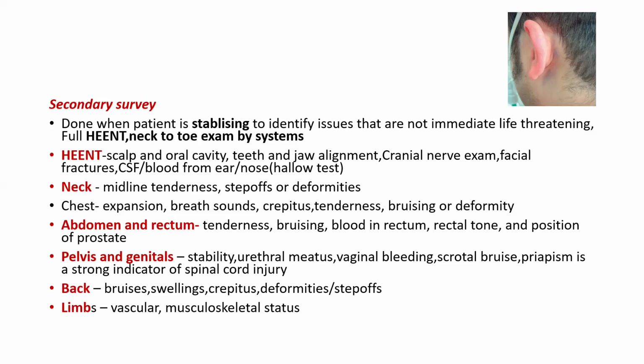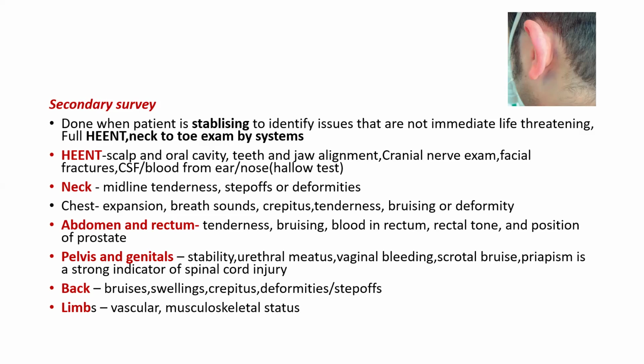So about the head, we look at the scalp and the oral cavity. We look at the teeth, the jaw alignment. We look for fractures, Le Fort fractures, and the dental injuries that are common in head injury. We do a cranial nerve exam. We look for facial fractures, CSF or blood from the ear or nose, looking for the double ring sign, the halo, in ruling out CSF rhinorrhea or CSF otorrhea.